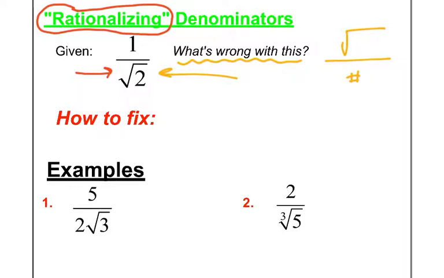Okay, how are we going to fix? Well, basically, we want to get the root 2 to not be a root. We can't square it, though.